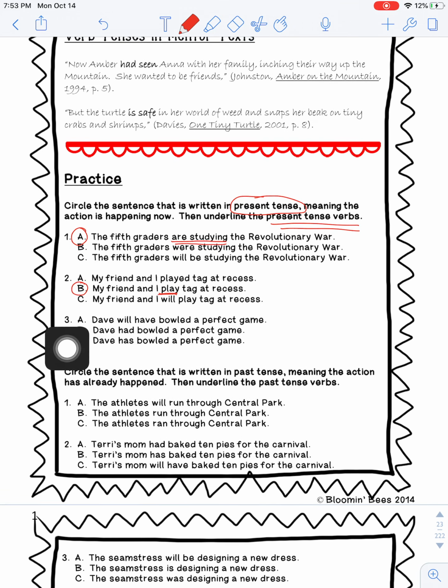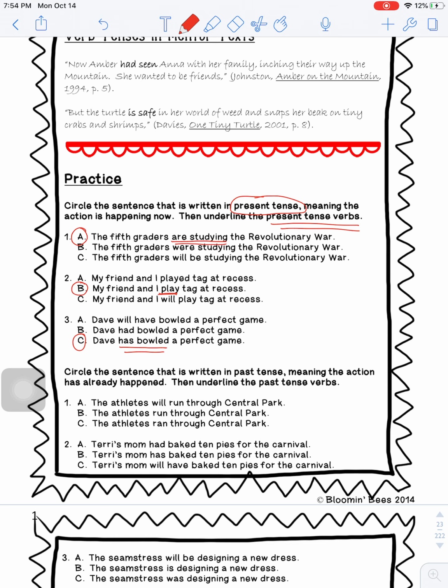Okay? Number 3, Dave will have bowled a perfect game. A, Dave had bowled a perfect game. Or C, Dave has bowled a perfect game. Okay, I'll give you a moment to take a look at that one. Okay, and it's going to be C. Dave has bowled a perfect game.